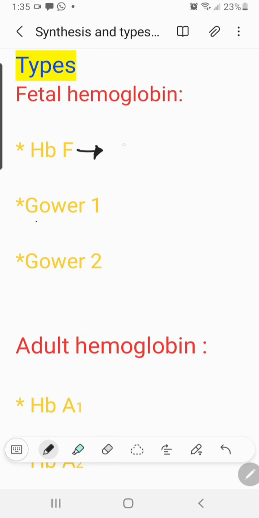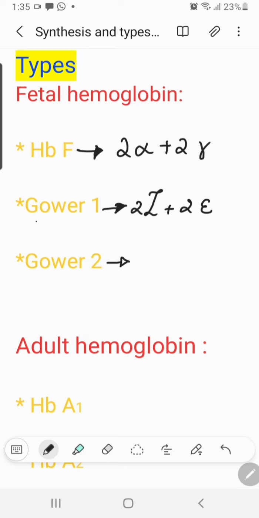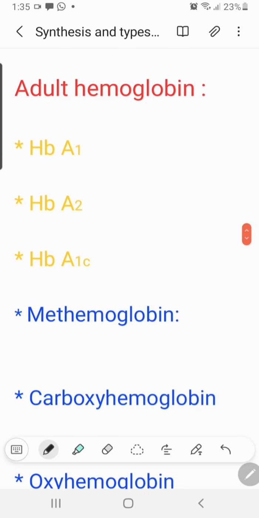Types of hemoglobin present during fetal life. Hemoglobin F is the one present at the later stages of fetal life, and it comprises two alpha and two gamma chains, while Gower 1 and Gower 2 are the ones present during the embryonic stages. Gower 1 comprises two zeta chains and two epsilon chains, while Gower 2 comprises two alpha and two epsilon chains.